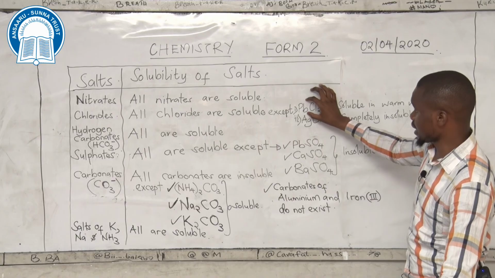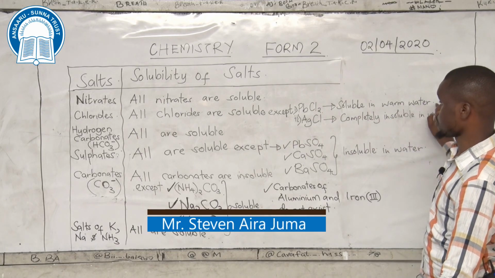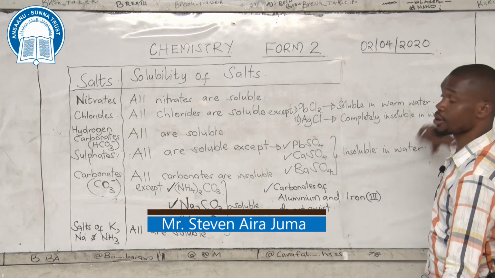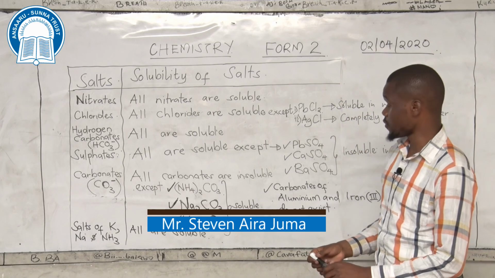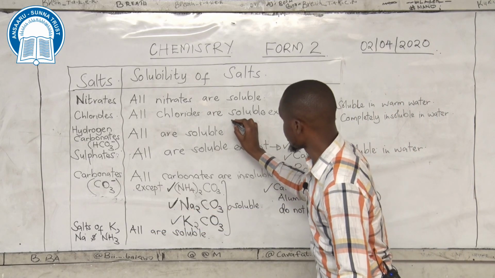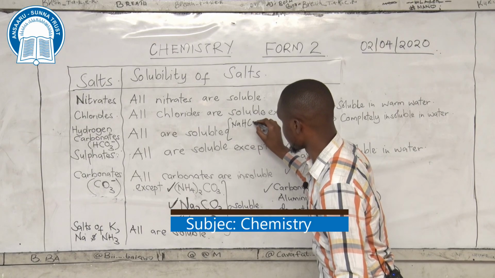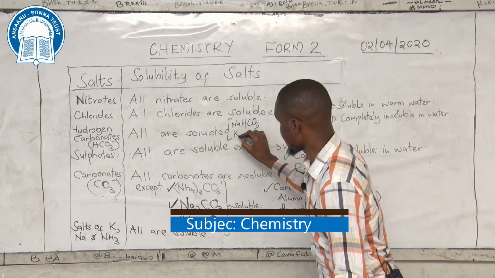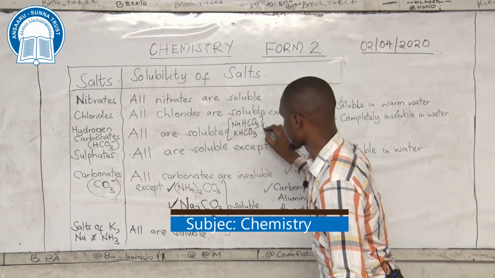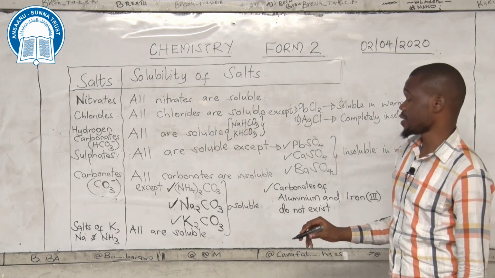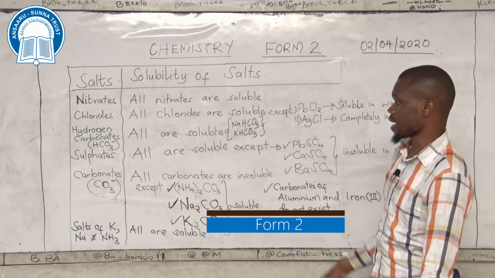Then we have noted very clearly that lead chloride is soluble in warm water, but silver chloride is completely insoluble. And again, we are saying hydrogen carbonates, and for your information, the solid hydrogen carbonates that we have are actually sodium hydrogen carbonate and potassium hydrogen carbonate. These ones can be found in solid form. The others, like calcium hydrogen carbonate and magnesium hydrogen carbonate, are just formed in reactions.